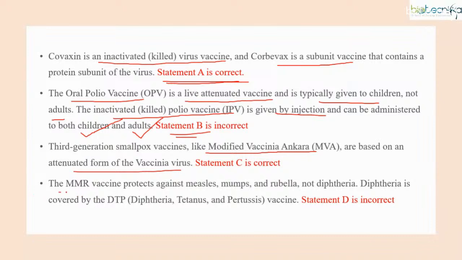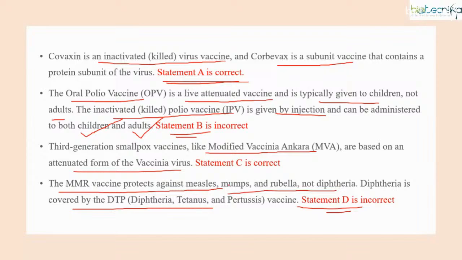Then, MMR vaccine protects against measles, mumps, and rubella, and not diphtheria. Diphtheria is covered by the DTP, diphtheria, tetanus, pertussis toxin, sorry, vaccine. So that's why statement D is also incorrect over here.